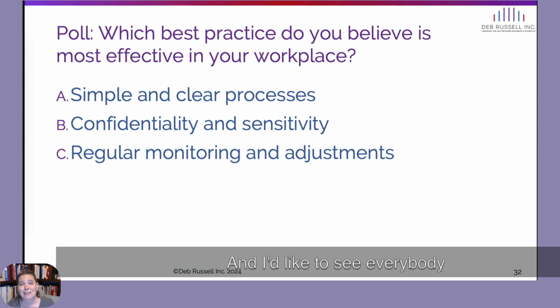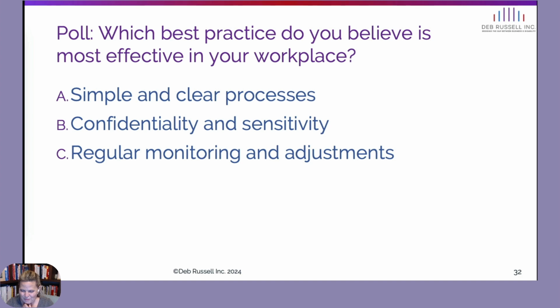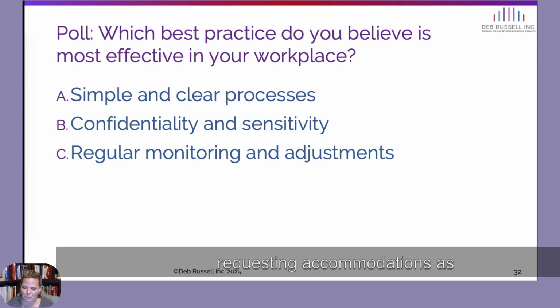Now, I'd like to see everybody have everything there, but I didn't give you the choice to check all of them. I'm glad that confidentiality and sensitivity is the one that you guys selected the most. So making the process for requesting accommodations as simple and unobtrusive as possible is really important. You can be offering multiple ways to request accommodations, such as through HR or a direct supervisor or a dedicated online portal, different preferences, things like that. Confidentiality and sensitivity, you guys seem pretty confident about that.